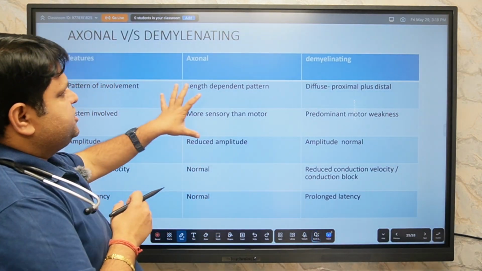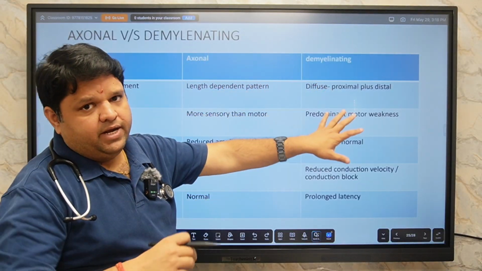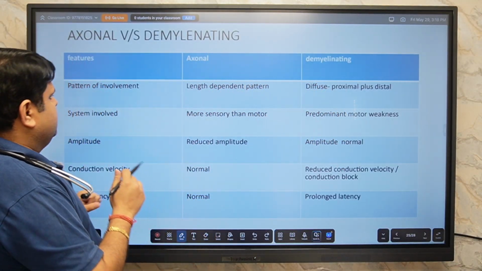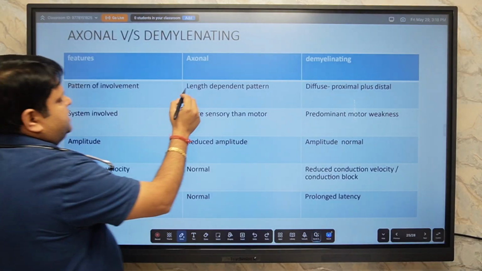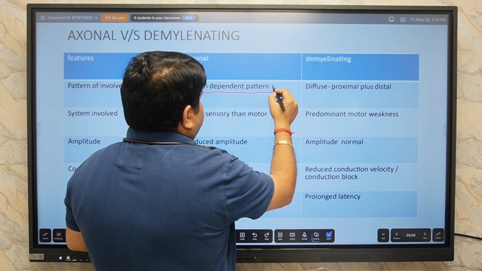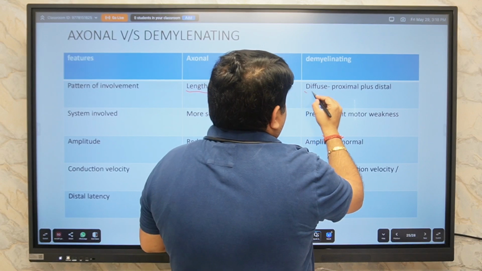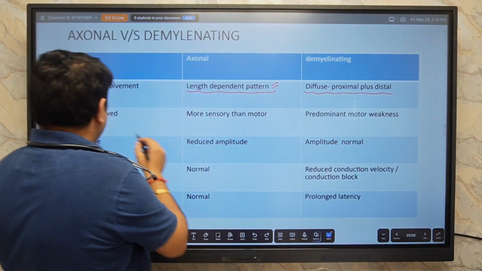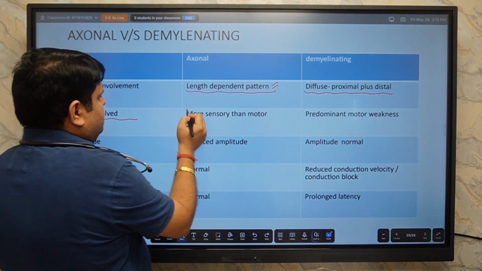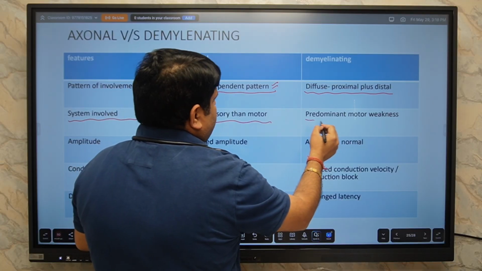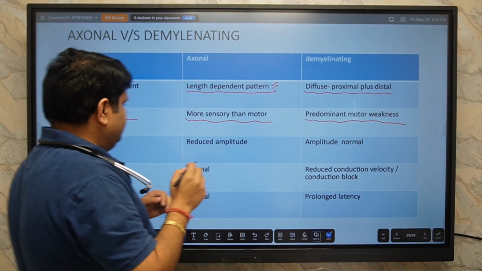So how to differentiate between the axonal and the demyelinating neuropathy on the basis of NCS? Basically axonal neuropathy shows a length dependent pattern, involvement of the distal is more than the proximal. In demyelinating neuropathy, there is a diffuse proximal plus distal involvement. In axonal, more sensory than motor involvement. In demyelinating, motor weakness is more predominant.